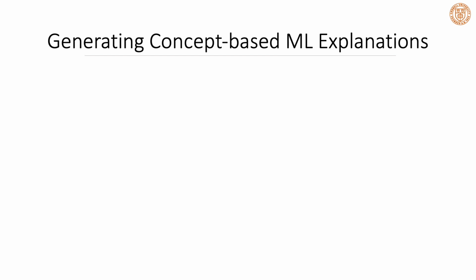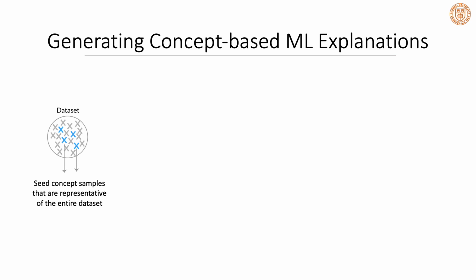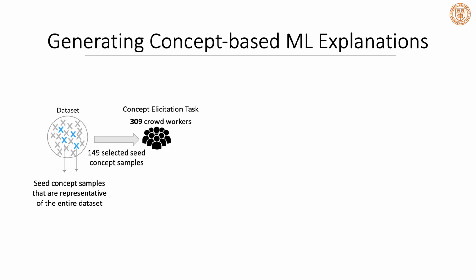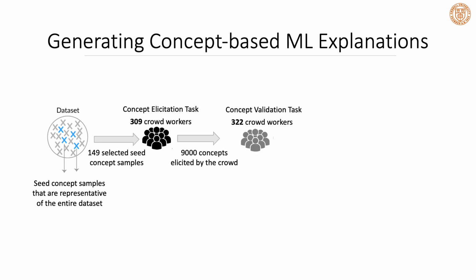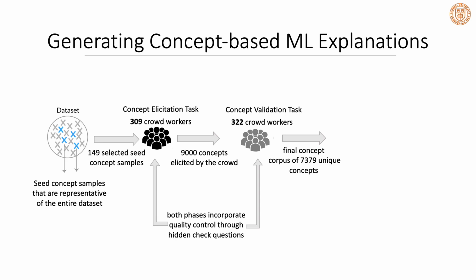Our concept elicitation pipeline is made up of 4 stages. We first select seed data samples representative of the dataset. A concept elicitation task helps crowd workers outline the concepts corresponding to these seed data instances. 309 unique workers elicited 9,000 concepts from 149 data instances. The elicited concepts were then passed through a validation task, where they were validated by 322 unique workers. Finally, we aggregated these concepts across the dataset to create a set of unique concepts representing the dataset.